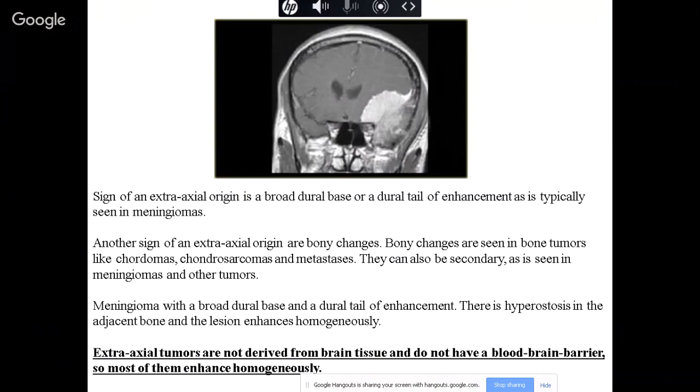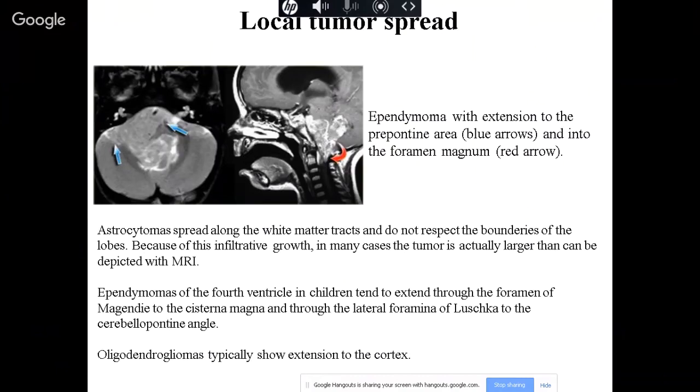Because they don't have the blood-brain barrier there. So again, this is just talking about intra-axial versus extra-axial. After that, you look at whether or not there is local tumor spread. So this is the kind of ependymoma, and it spreads from the fourth ventricle. Ependymoma of the fourth ventricle in children tends to spread through the form of meningitis, and the systemic form. And oligodendroglioma typically extends to the cortex. So how they locally spread is one thing there, okay?